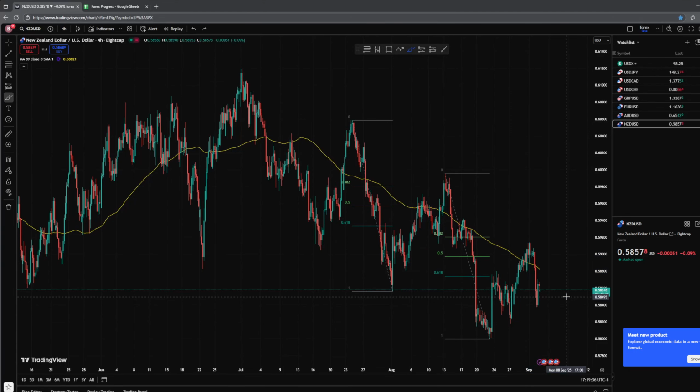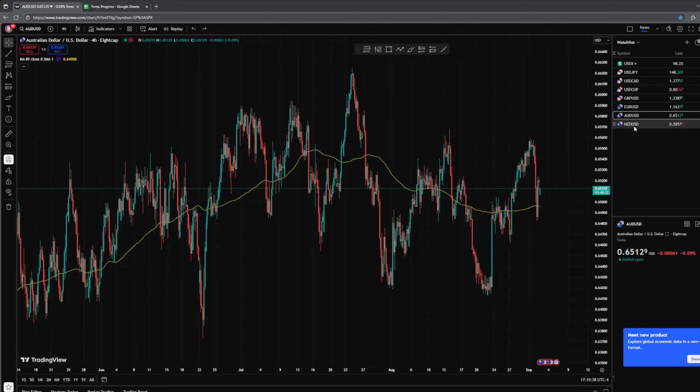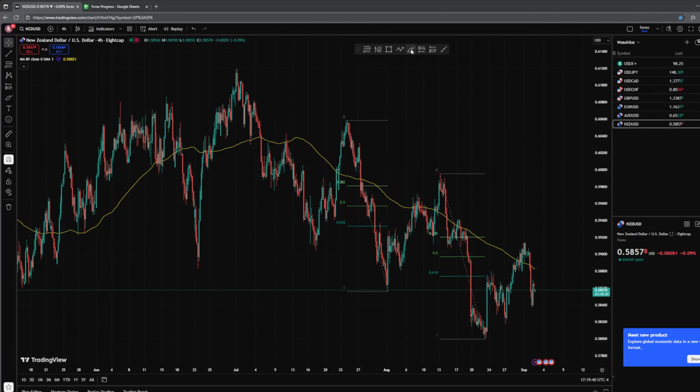So right now, New Zealand dollar USD looks best in terms of the price action. So we have nice down leg here, retracement. If the market retraces at least the 50 to 60% zone here, then I would recommend selling New Zealand dollar USD. New Zealand dollar USD has a really healthy downtrend, and in terms of the price action, it looks best.